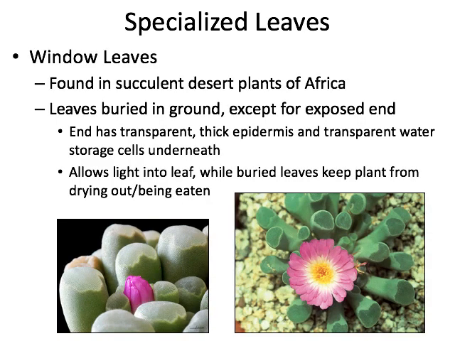Window leaves are also unique. These are found in succulent desert plants of Africa and other extremely dry places. Because it's so extremely hot and dry, the leaves are mostly buried underground most of their life. But if you're buried underground, you can't do photosynthesis. So it has a little window on the tip that allows the light to reflect down into the leaf where photosynthesis may occur.